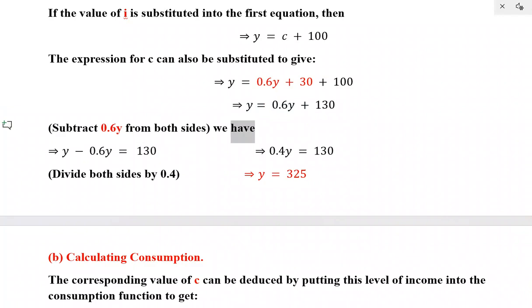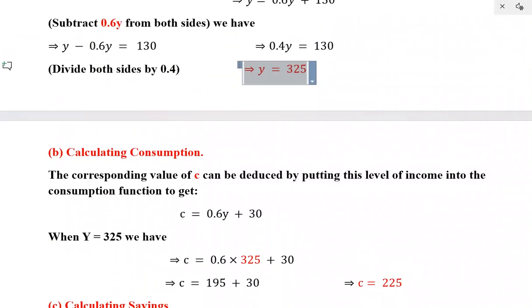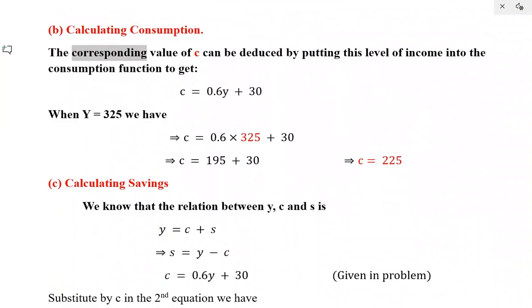Subtract 0.6Y from both sides. We have Y minus 0.6Y equals 130, which implies 0.4Y equals 130. Divide both sides by 0.4, which implies Y equals 325.